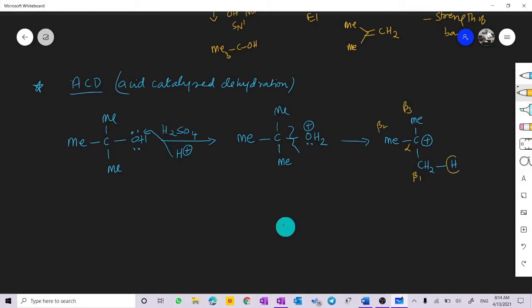Suppose this proton is getting abstracted as H plus, then the electrons will go to this carbon, as we have seen before. So this will develop a minus charge, and when minus and plus are present adjacent together, you will have this alkene getting formed here. So Me double bond CH2 will be formed here.